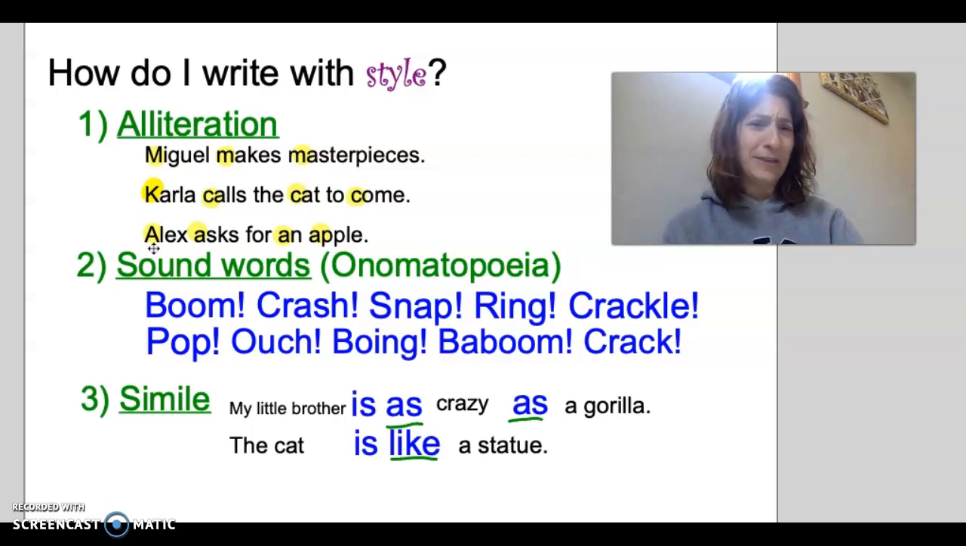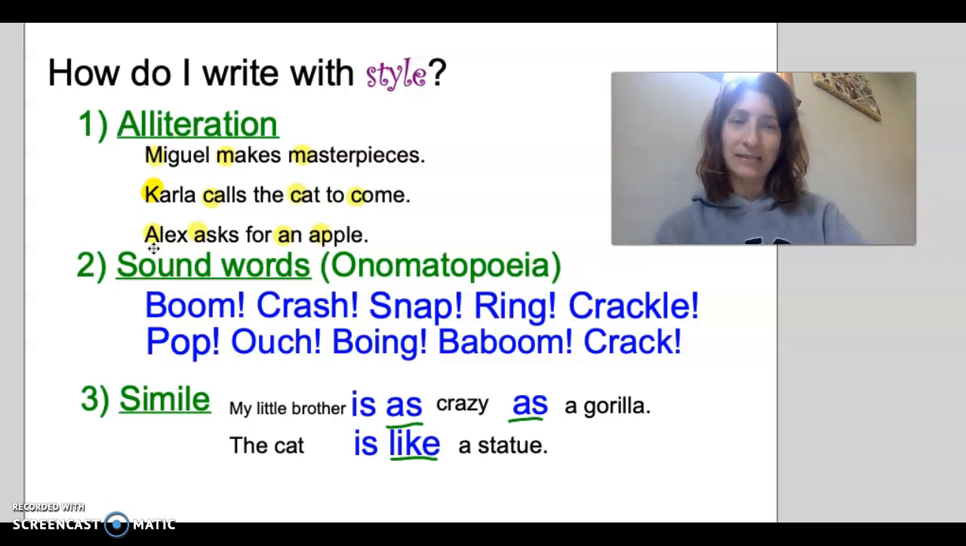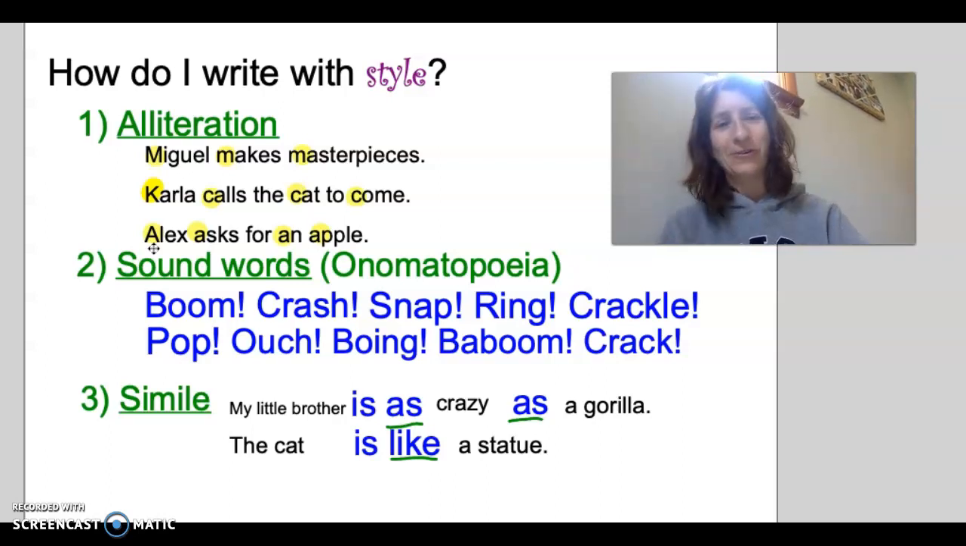Why do authors do this? Well, it gets your attention. It's catchy. People notice it. Many times newspaper writers might do this for the title of their article that they're writing. So next time you're looking at a newspaper, a magazine, or an article that's assigned to you, take a look to see if it has alliteration.